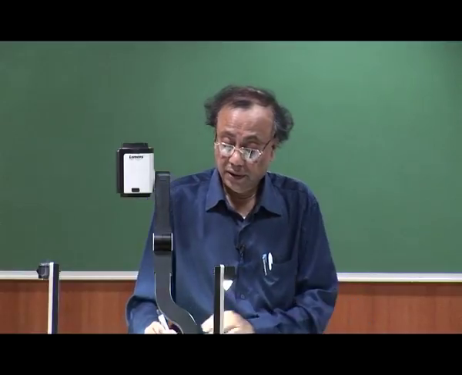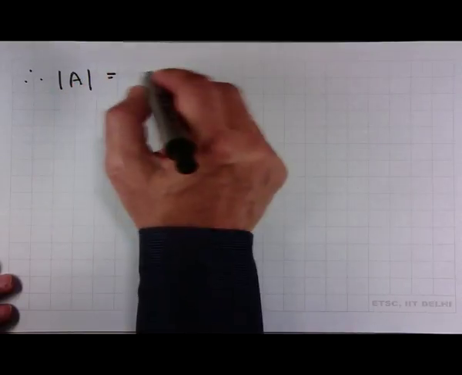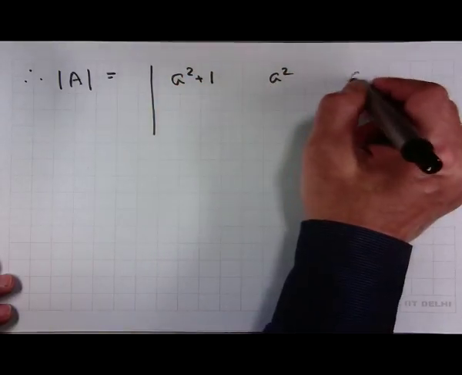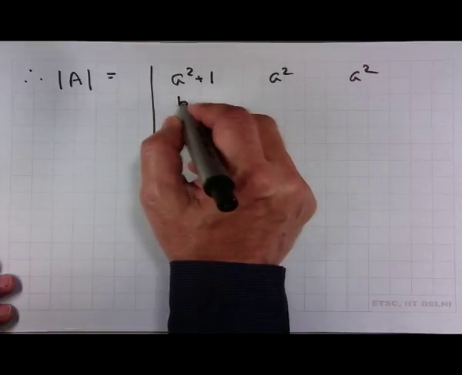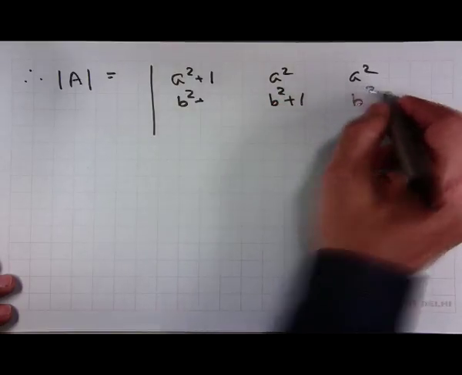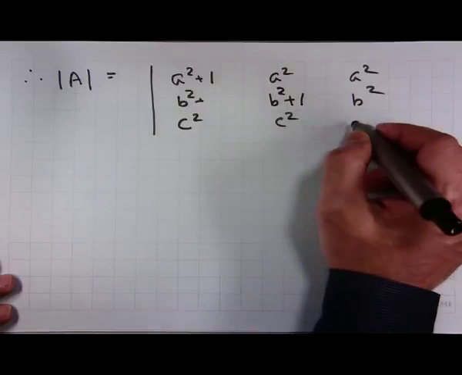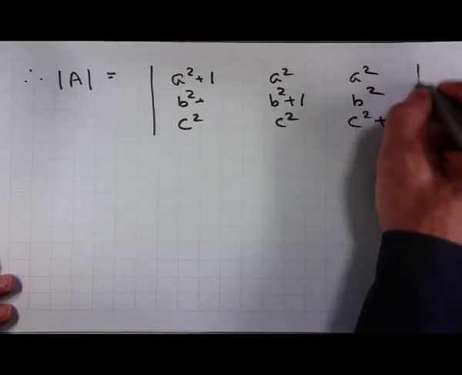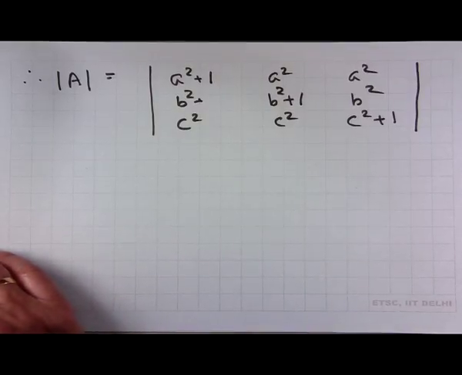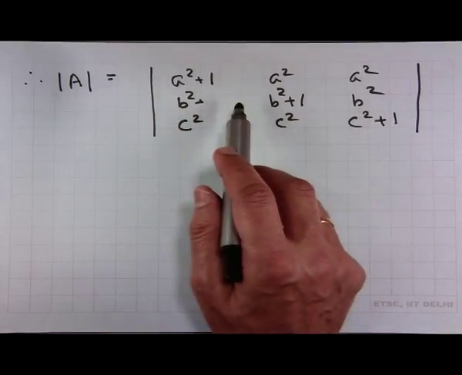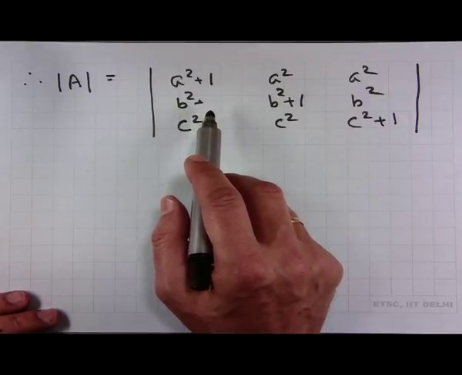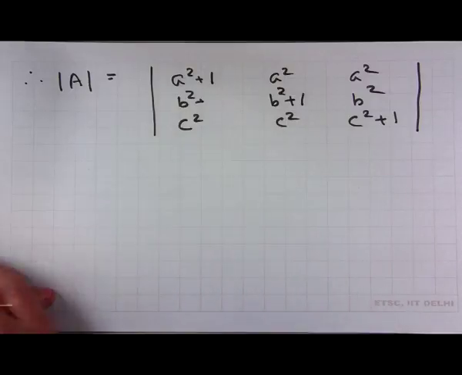Therefore, determinant of A is same as determinant of the matrix with rows (a square plus 1, a square, a square), (b square, b square plus 1, b square), (c square, c square, c square plus 1). Still, we find that none of the rows we can break up as sum of 2, none of the columns we can break up as sum of 2 elements. So, we cannot simplify it in that way.